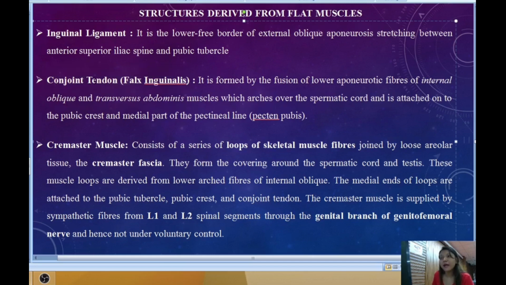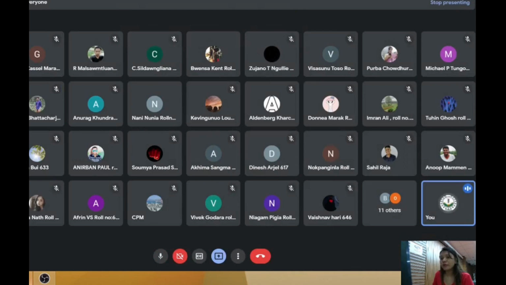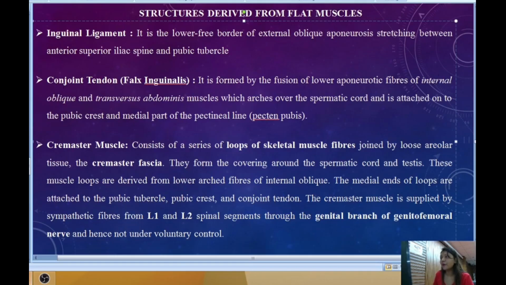Asked in viva, favorite question of our head and our professors. Very favorite question. So conjoint tendon is formed by internal oblique and transversus abdominis aponeurosis, and inguinal ligament is formed by external oblique aponeurosis. Now cremaster muscle is very important because of the clinical importance. We have a clinical importance known as cremasteric reflex. In clinics, when you go to the surgery ward, you might be asked to do the cremasteric reflex.